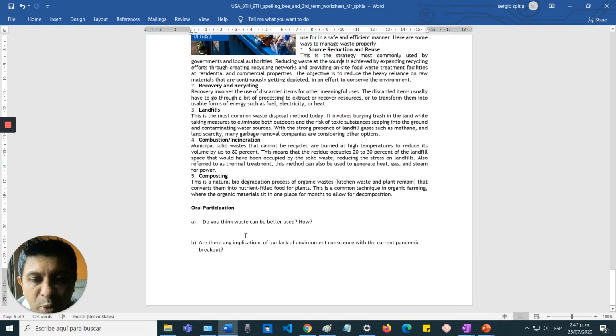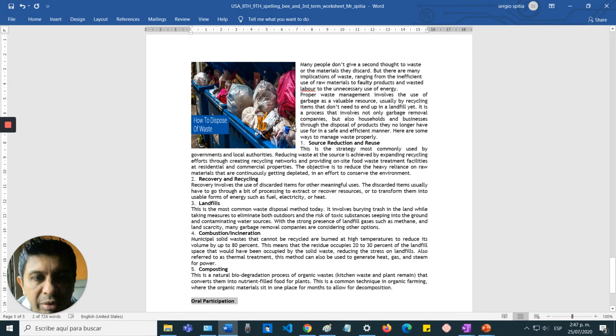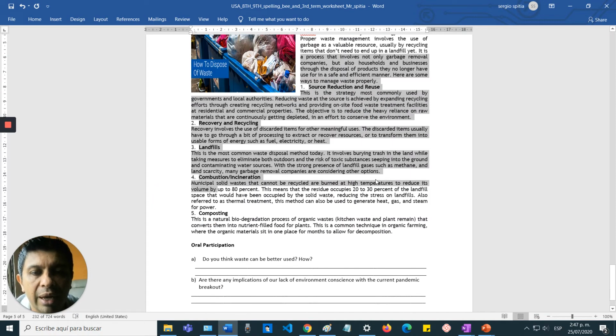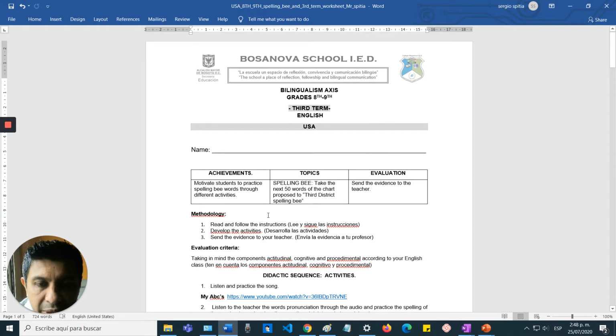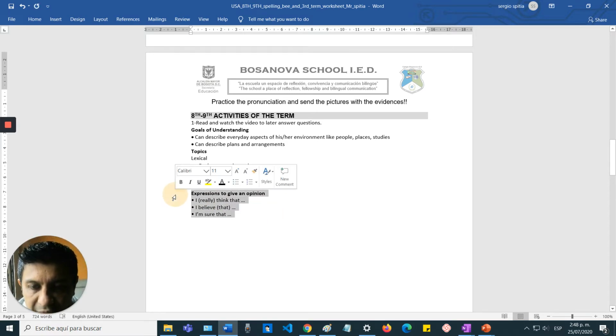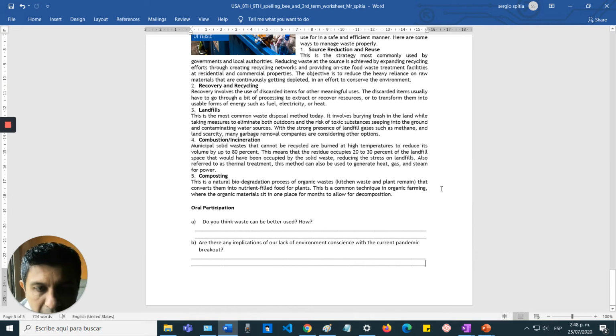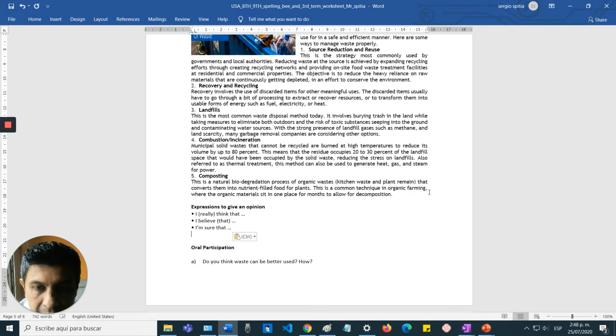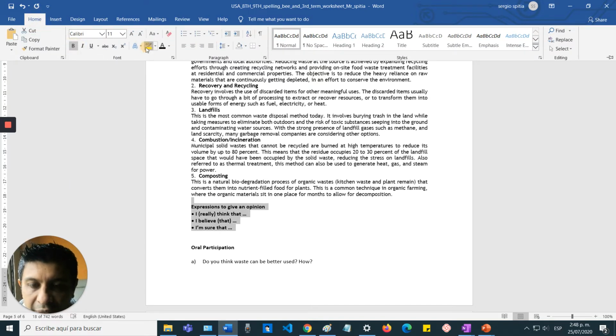So, what is the point here? Oral participation. I want you to read this, but I'm going to leave you a complementary alternative to interpret to have more ideas. Because remember, from the start, the point here is that you're going to give an opinion. You have to use, I really think, I believe that, so I'm going to underline this. I'm going to copy. I'm going to come back here. I'm going to paste this. And I'm going to highlight it.